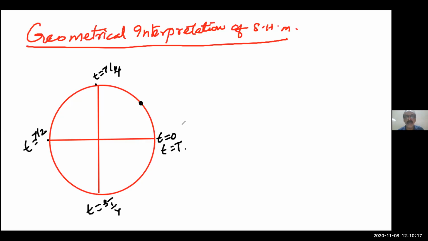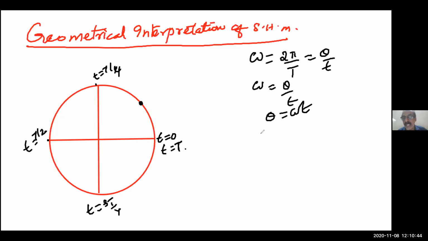Angular speed of this particle is omega. Omega means 2 pi by T. This formula, you know that, right? Total angle by total time. Angular displacement by total time, isn't it? For one complete revolution, 2 pi radians is theta, and time is 1 period. That is 2 pi by T. But omega is equal to theta by t, so theta is equal to omega t. Any doubt in this?